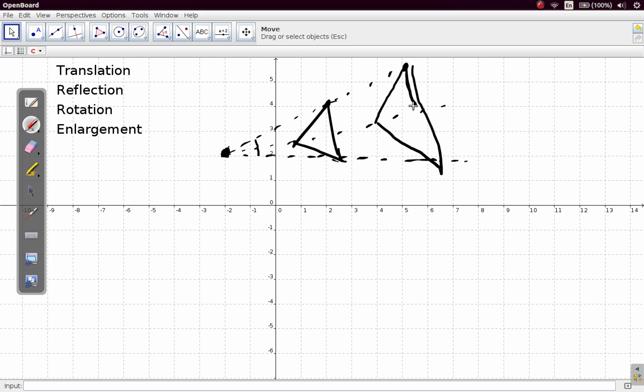same shape, it's just that you have a different size. I'm trying to fix up this triangle to make it kind of look like the old one. You may even have what is really a reduction if you have the scale factor less than 1. For example, half, you will end up with a smaller triangle. All right, so we're going to be looking at these in additional videos as we examine transformational geometry.